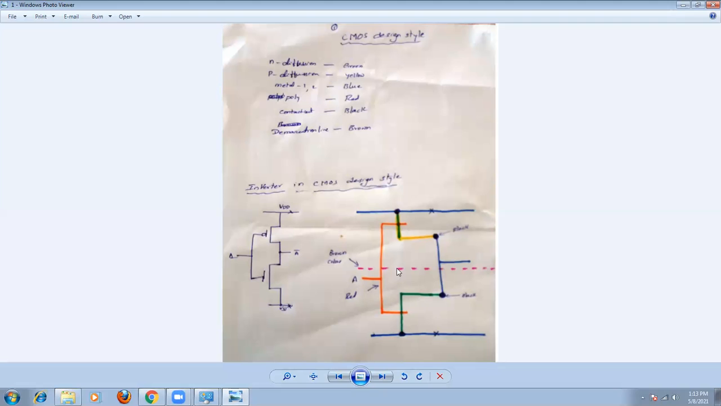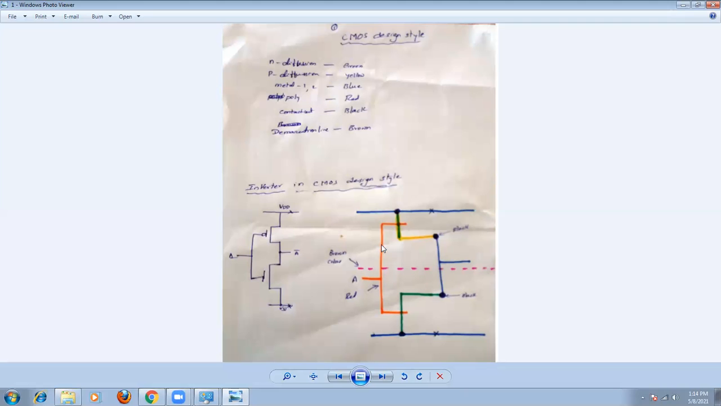But what is the condition for the demarcation now? We have a rule. If you join the P channel and N channel diffusions directly, what happens? There is a violation of the rules. Therefore, without violating these rules, we have another concept here: only polysilicon and metal layers will cross the demarcation line.